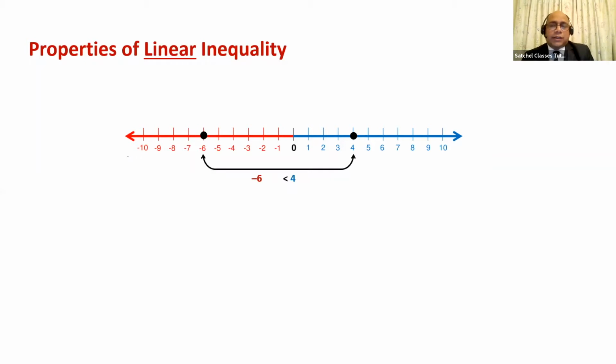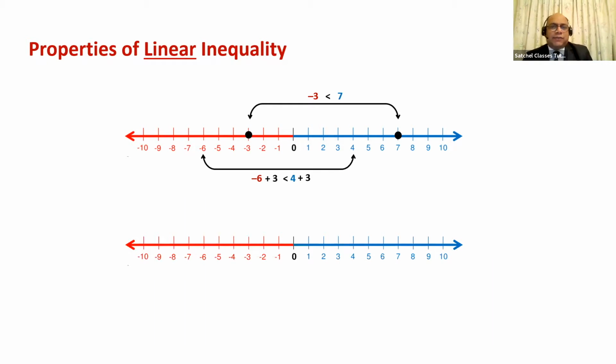Let's look at the same property once again from a different point of view. We know that -6 is smaller than 4. Now, if I were to add 3 on both sides, clearly each of these points will move 3 units to the right. So -6 will move to -3 and 4 will move to 7. Still, you would realize that -3 is smaller than 7, which means the inequality between these 2 points would still be maintained because both of them have moved the same units to the right.